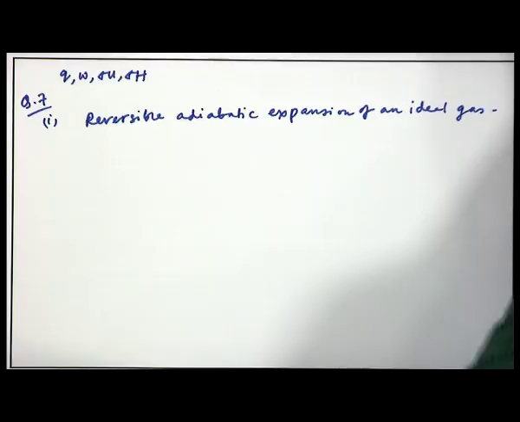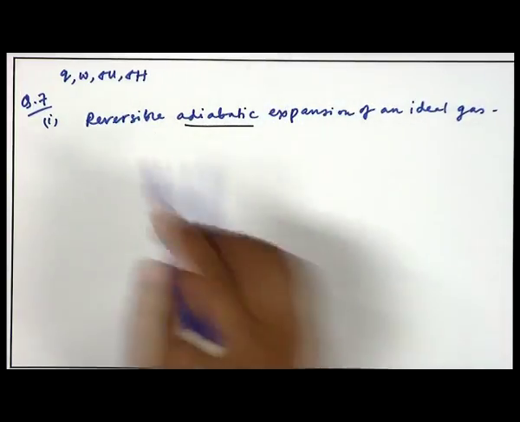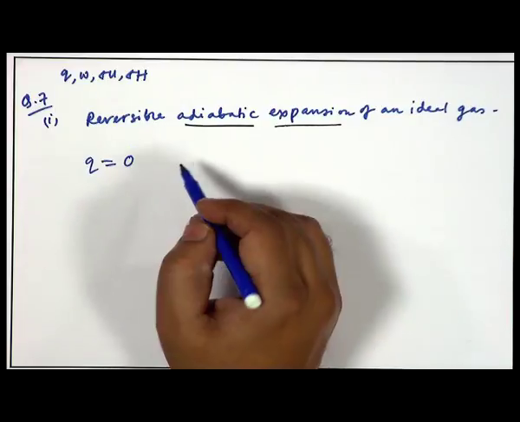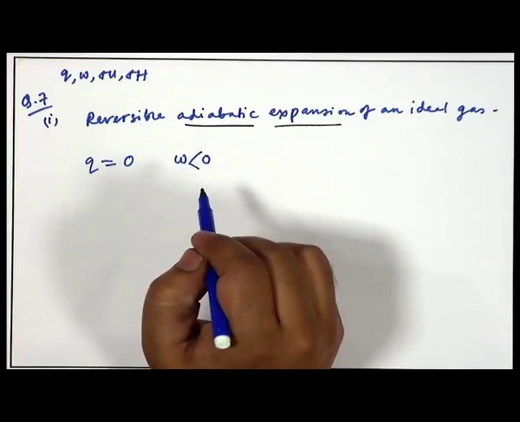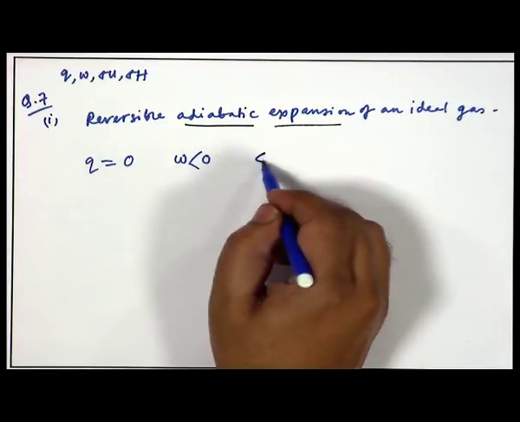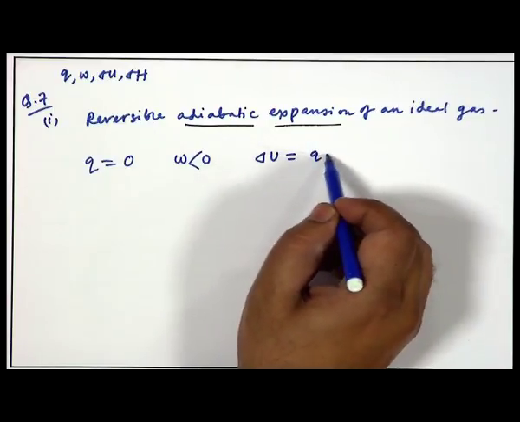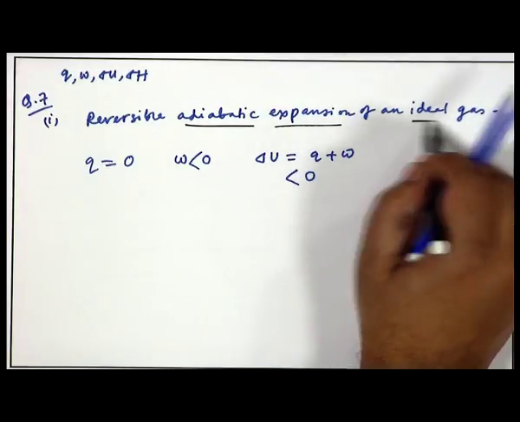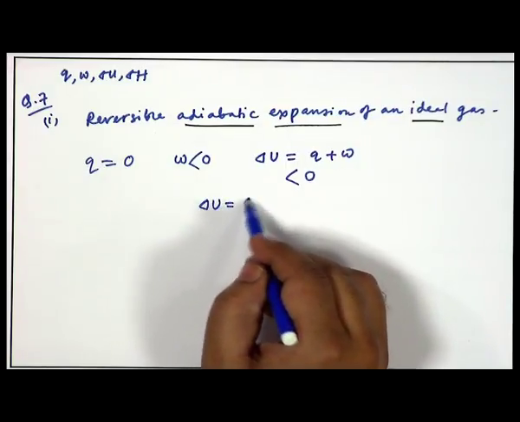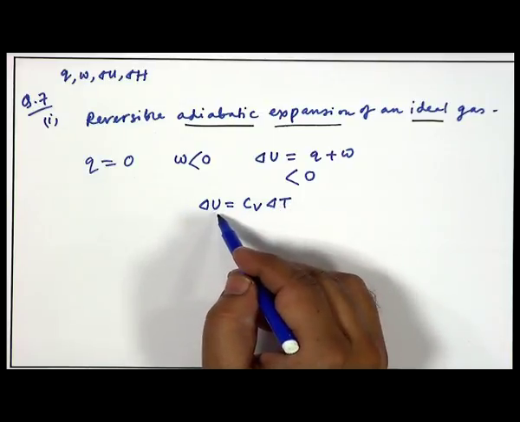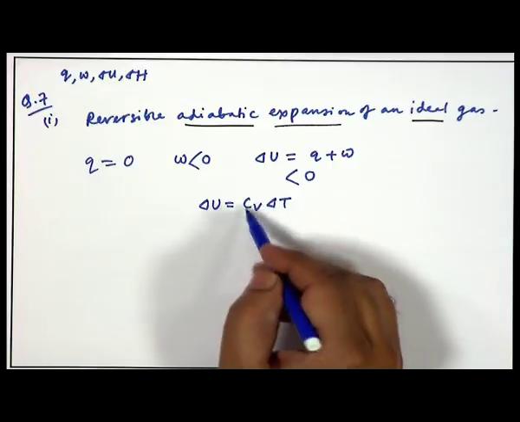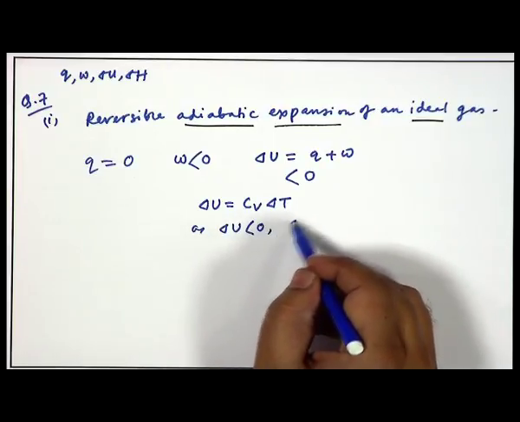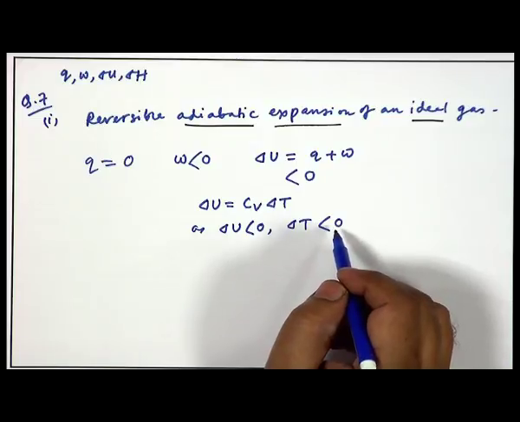Obviously, adiabatic means Q is 0. Expansion, you know, means W is negative. So del U, which is Q plus W, would also be negative. Now, we know for an ideal gas del U is C_V del T. If del U is negative, C_V cannot be negative, it is always a positive number. As del U is negative, del T must be negative.